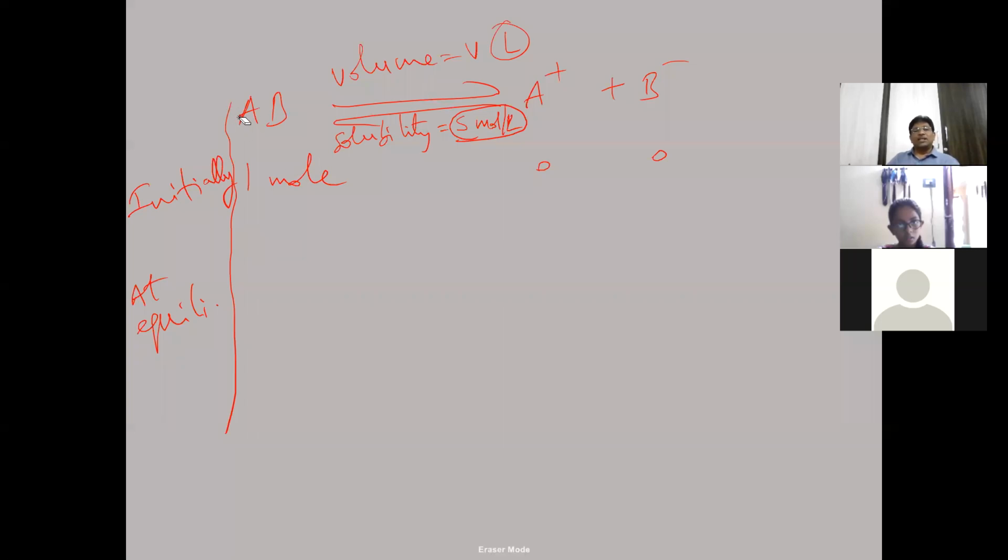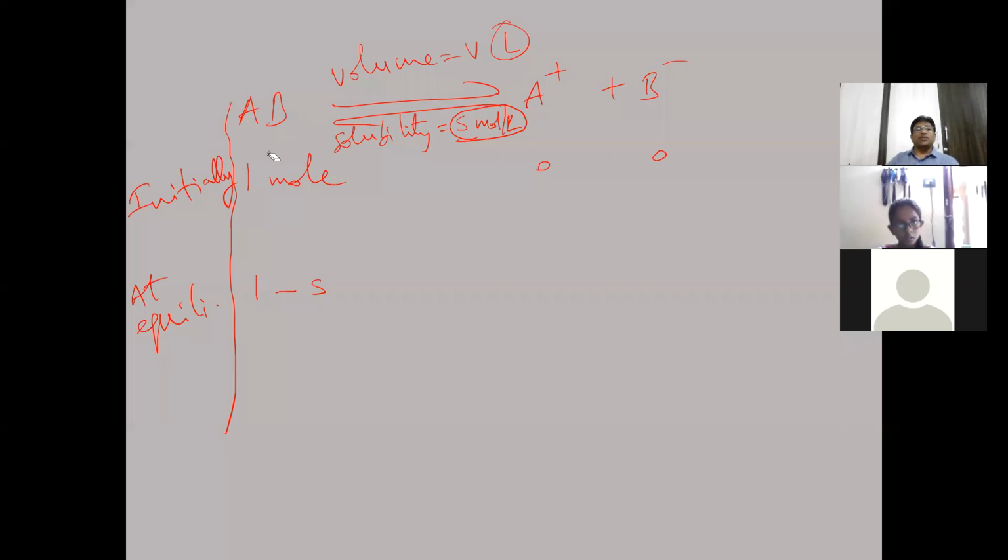Suppose from the balanced equation, if 1 mole of AB is completely dissociated, we get 1 mole of A plus and 1 mole of B minus. Right? If 1 mole of AB is completely dissociated, we get what? 1 mole A plus, 1 mole B minus.